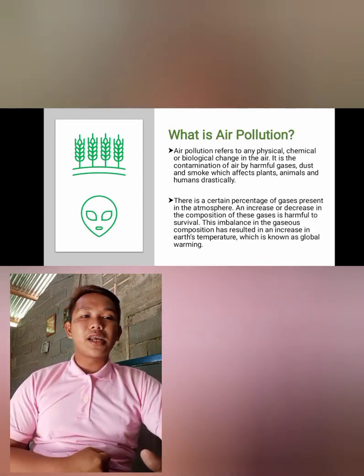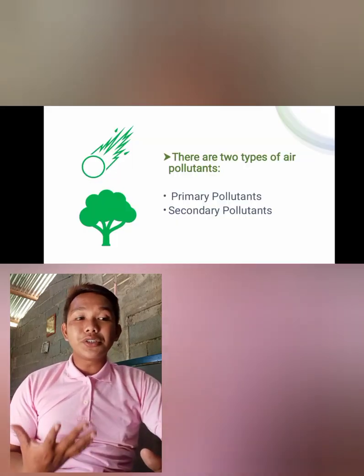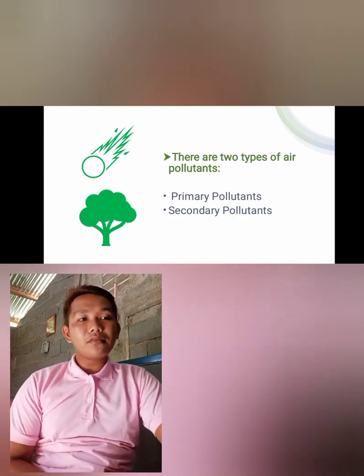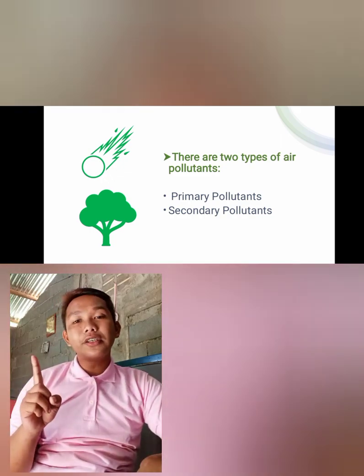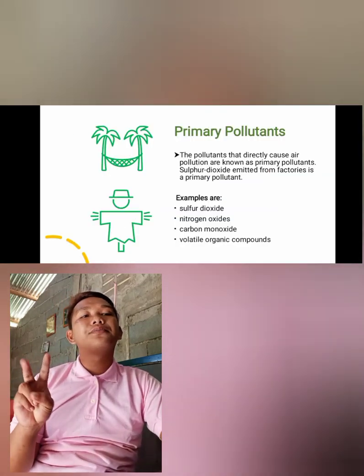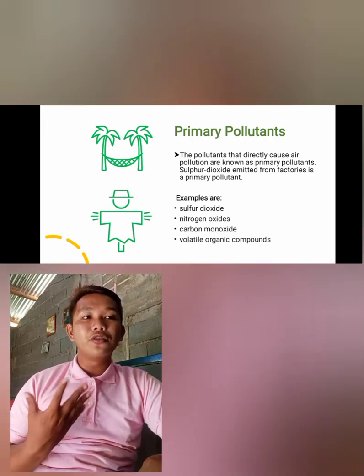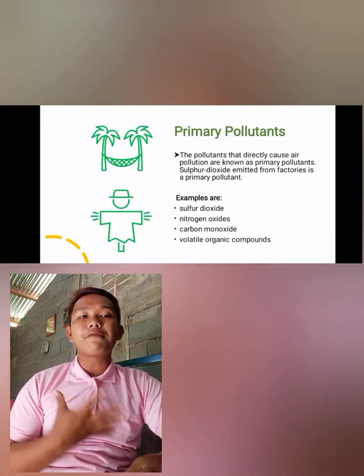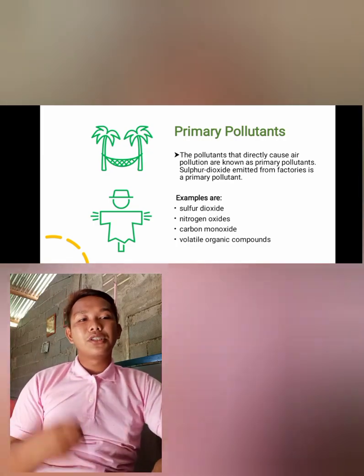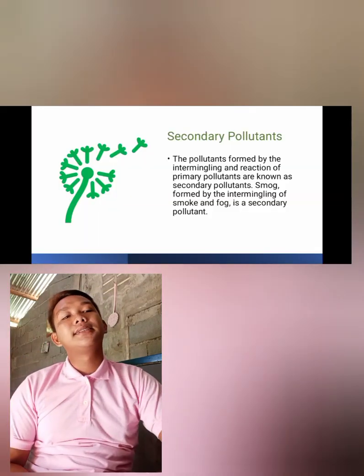This imbalance in gaseous compositions has resulted in an increase in the earth's temperature, which is known as global warming. There are two types of air pollutants, the primary pollutants and the secondary pollutants. Primary pollutants, the pollutants that directly cause air pollution, are known as primary pollutants. For example, sulfur dioxide, nitrogen oxides, carbon monoxide, and volatile organic compounds.